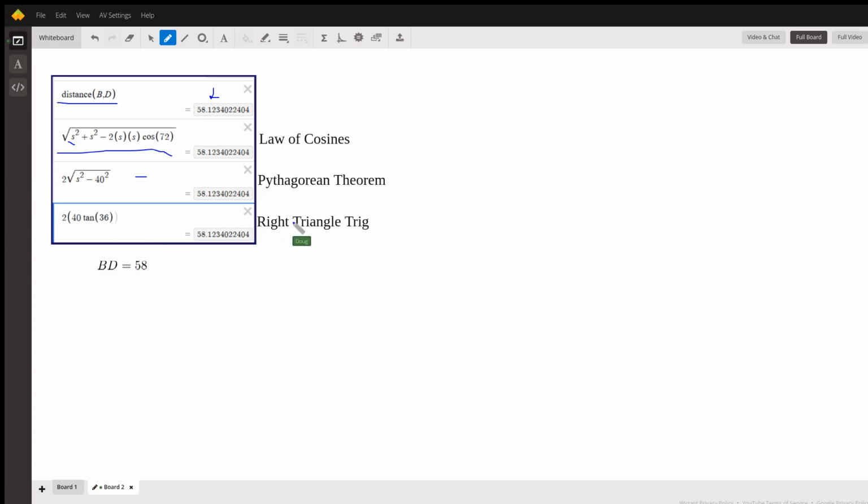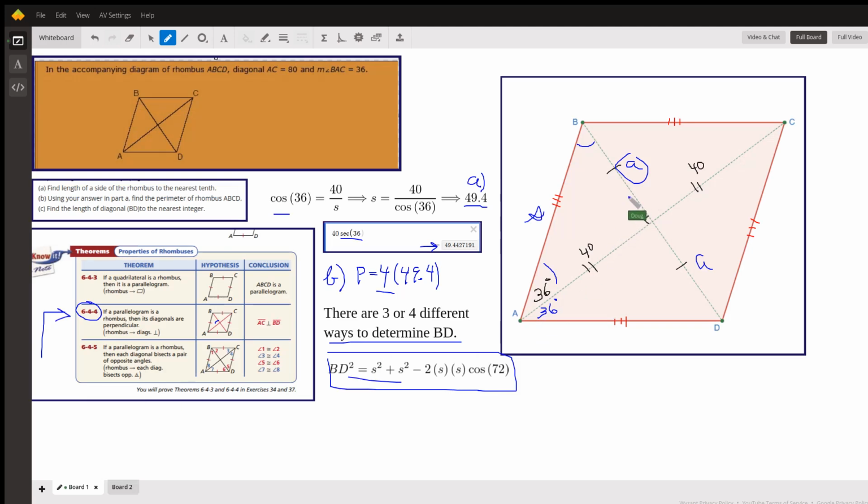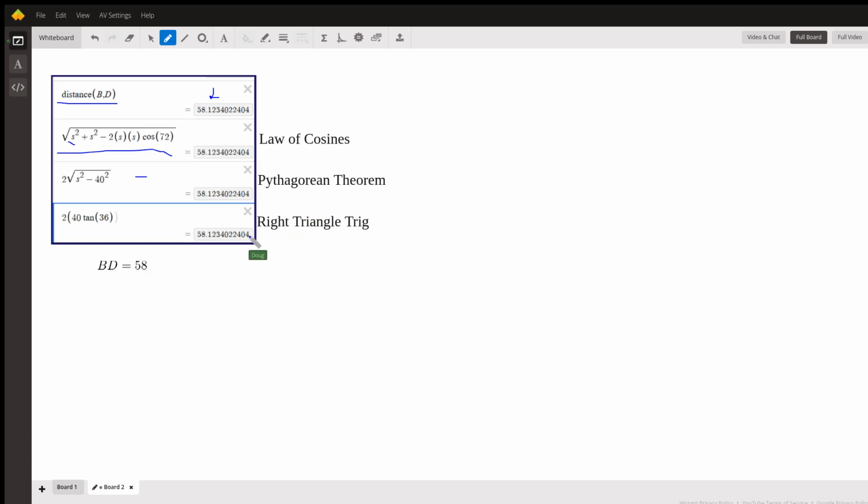The other way to do it is just use right triangle trigonometry. So in this triangle right here, I'll call it triangle Roman numeral 1, the tangent of 36 equals opposite over adjacent, A over 40. So A equals 40 times the tangent of 36, but then you've got to double it to get this length down here. And you can see that these all give the same answer.